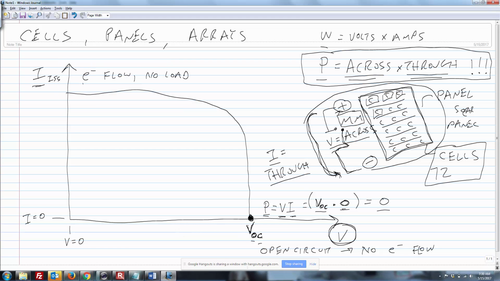Okay, so now what I've shown is that the power in any technology is the across variable times the through variable, and the across variable is volts, and the through variable is amps. So when we multiply volts times amps, of course we get power in watts.